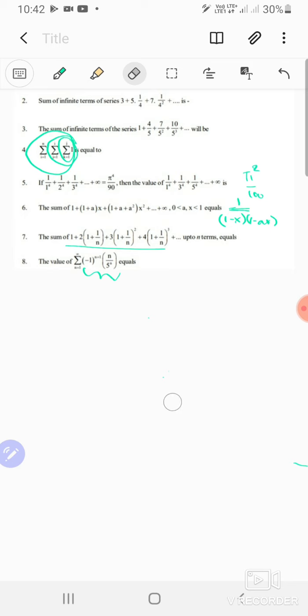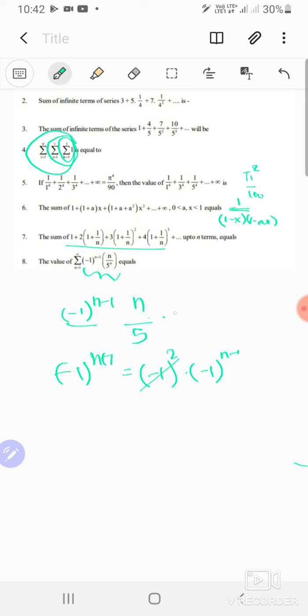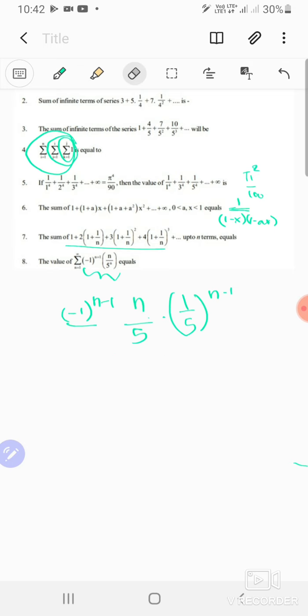We can write in a better format. This is the same as negative 1 to the n minus 1 power, because negative 1 raised to n plus 1 power is negative 1 squared times negative 1 to the n minus 1 power. That squared thing is just 1, so it is negative 1 to the n minus 1 power, and then you got n upon 5 into 1 by 5 raised to n minus 1 power. That is much better. So now we have that n by 5, and negative 1 by 5 is the ratio, with n minus 1 power, fine.